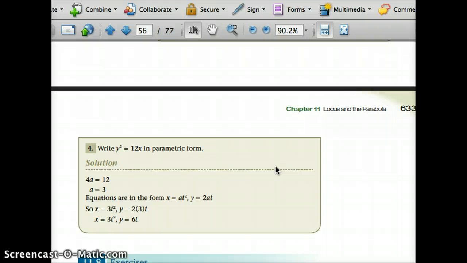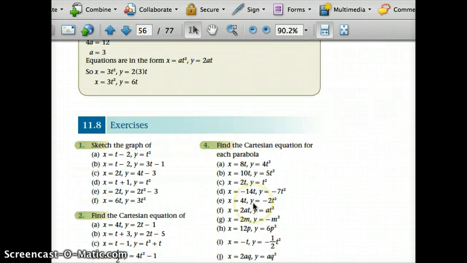Same thing there. Find out the a, put it into the parameters. Standard forms, okay? 11.8, do them all.